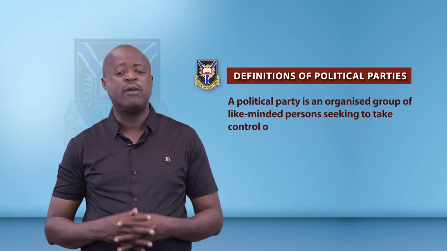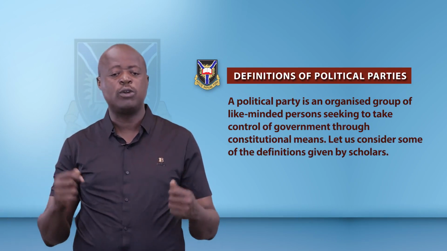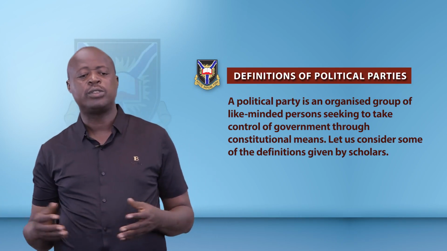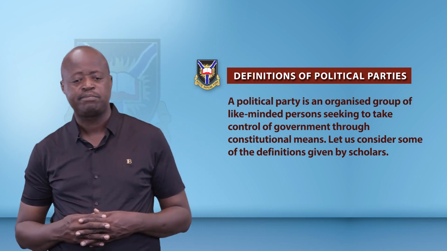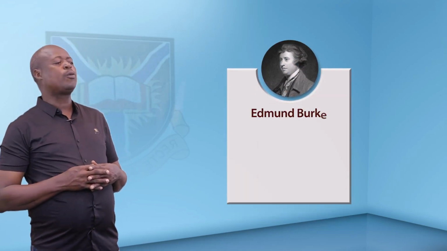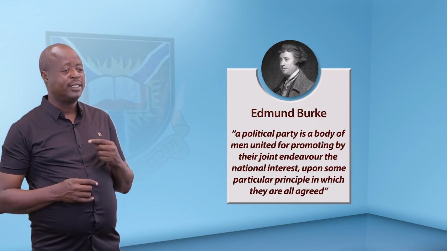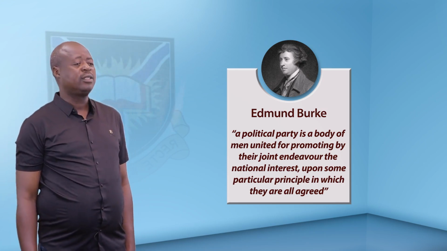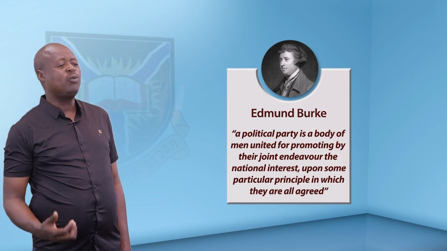Many scholars have attempted to define political parties as institutions of political interactions. Generally speaking, a political party is an organized group of like-minded persons seeking to take control of government through constitutional means. Let us consider some of the definitions given by scholars. According to Edmund Burke, a political party is a body of men united for promoting, by their joint endeavor, the national interest upon some particular principle in which they all agreed.